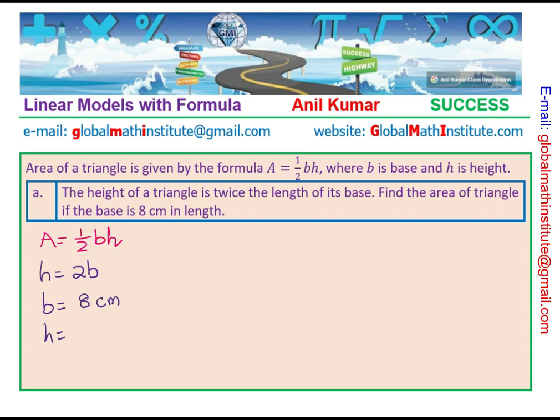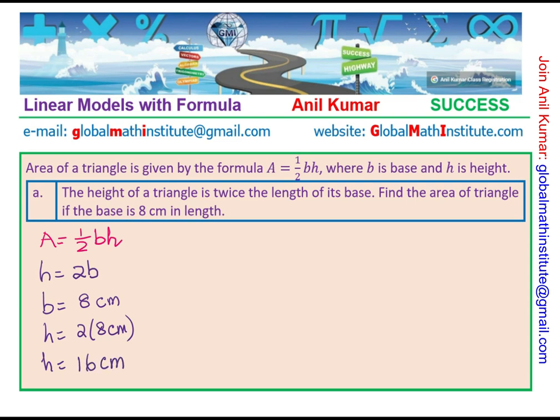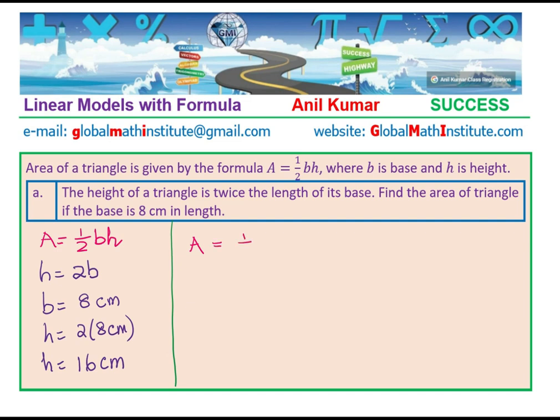So the height will be 2 times 8 centimeters, so height is 16 centimeters. Now you know both base and height. The values were not given directly, so this is slightly different from normal questions you get in the book. We are just a step ahead of it and we'll go from here to the next level. Now we can say area is equal to half base times height, which is half of 8 centimeters times 16 centimeters.